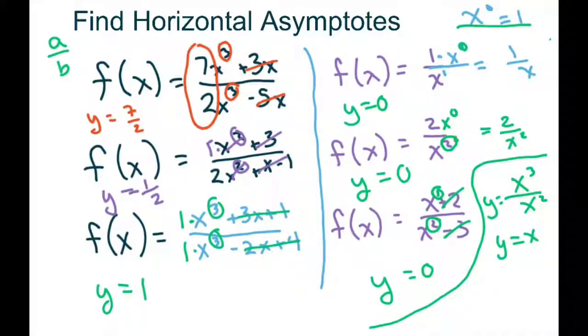So you only have to worry about if the degree in the numerator is, if they're the same, then you just divide the lead coefficients. And if it's smaller, then you just write y equals 0.